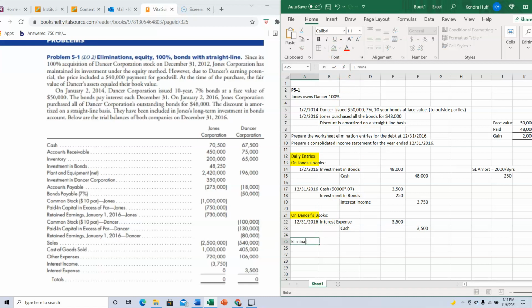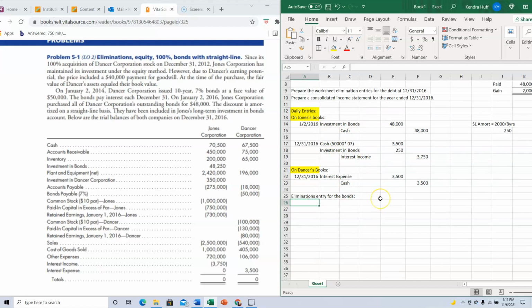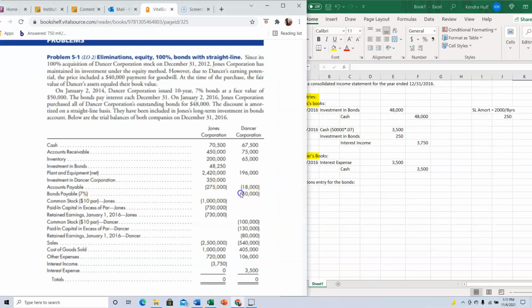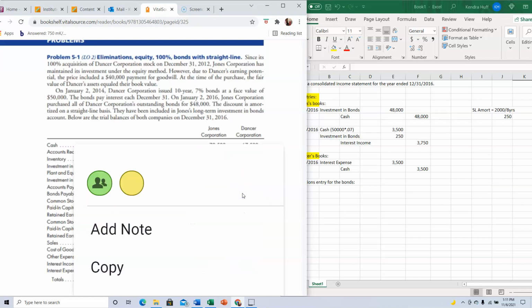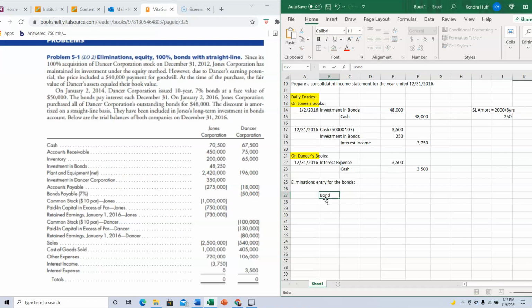Now for the elimination entry for the bonds, that's all we're doing. The investment has to come off, and then they also have bonds payable. Do you see the bonds payable here? This has to come off. It has a credit balance, so I have to debit bonds payable for $50,000. This one's going to be kind of wonky because I'm just going to do them as I run into them. Related to that is this $48,250 of the investment in bonds. I have to credit that to get it off, so that's $48,250.